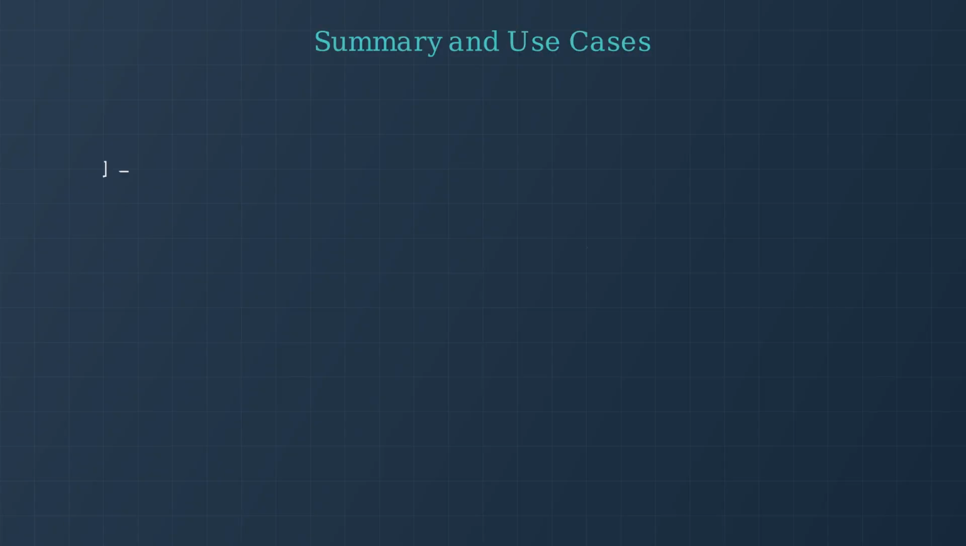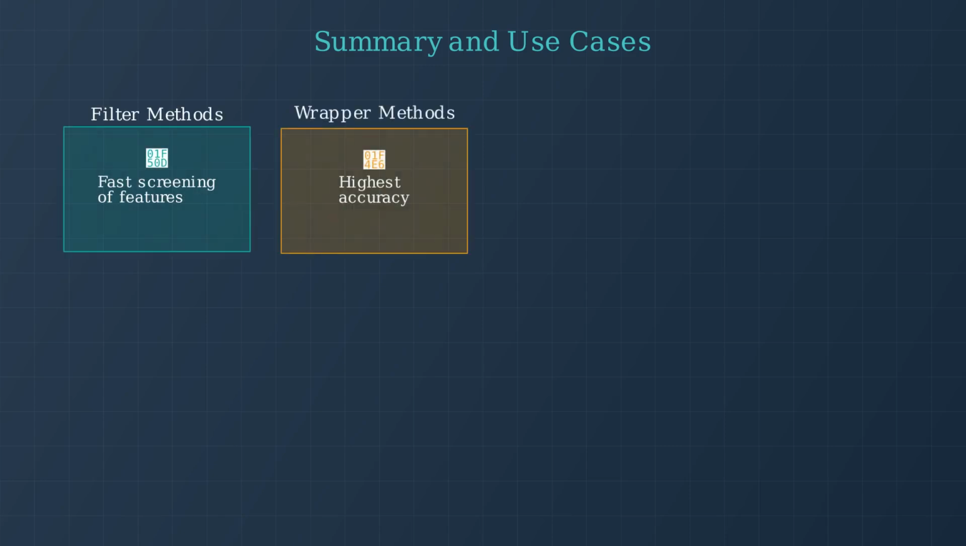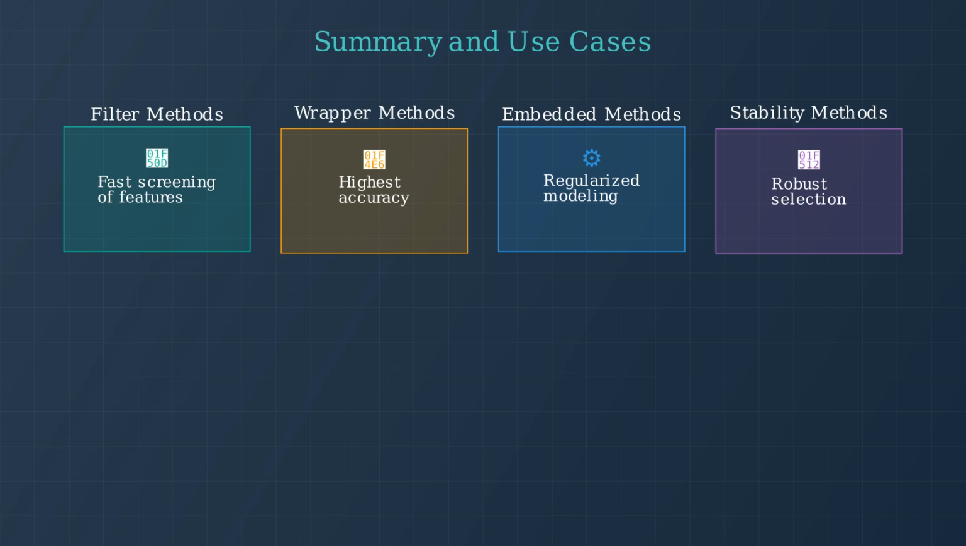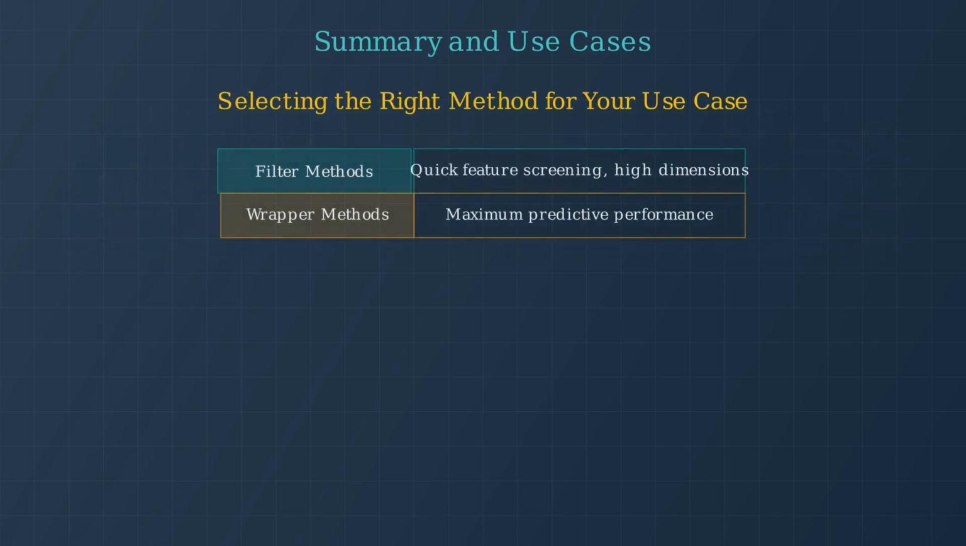In summary, feature selection is essential for building accurate, efficient, and interpretable machine learning models. We've explored several feature selection approaches. Filter methods are great for fast screening, wrapper methods for highest accuracy, embedded methods for regularized modeling, and stability methods for robust selection. Choosing the right method depends on your specific needs.